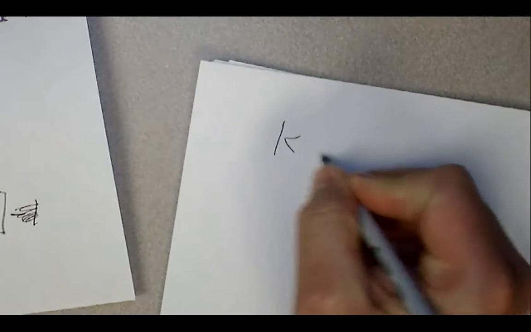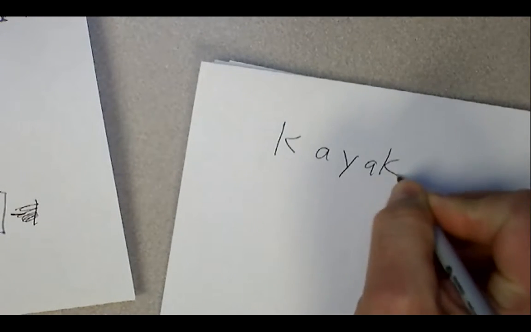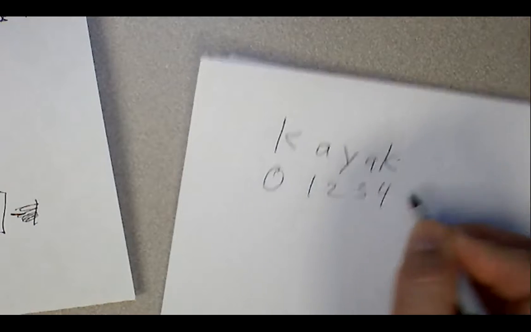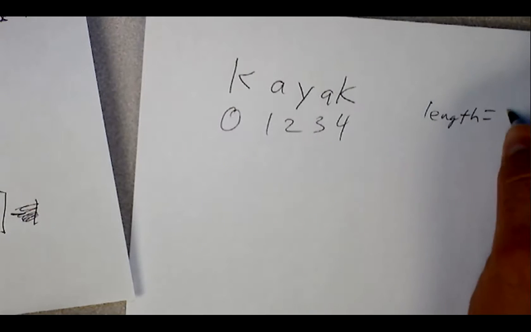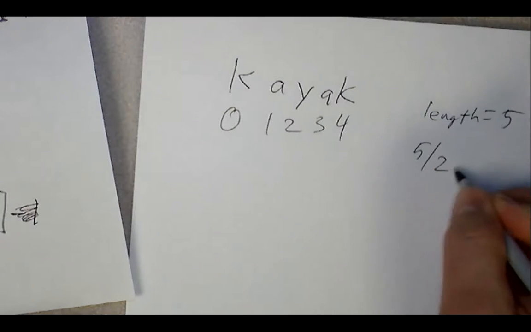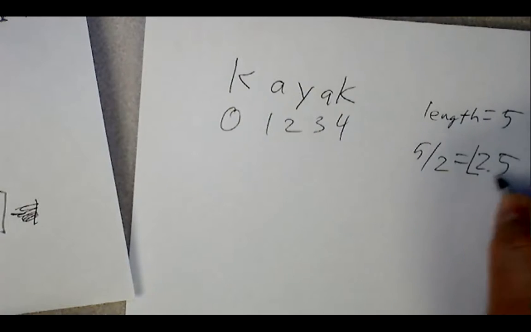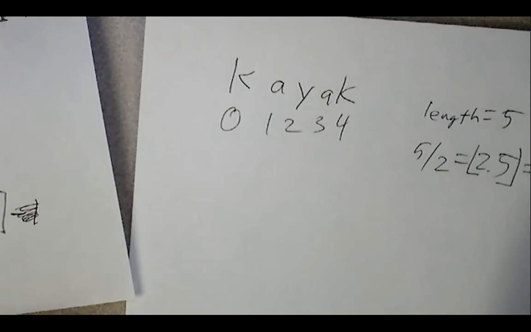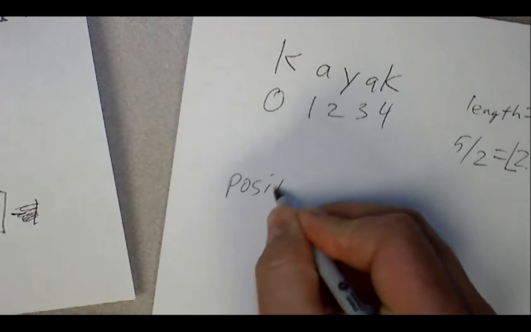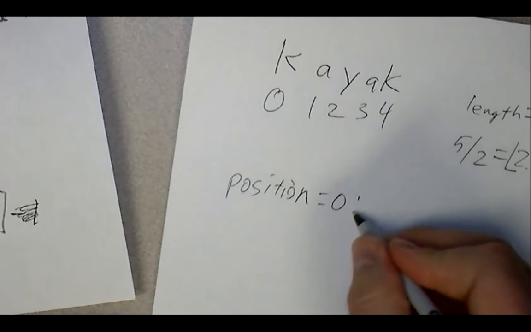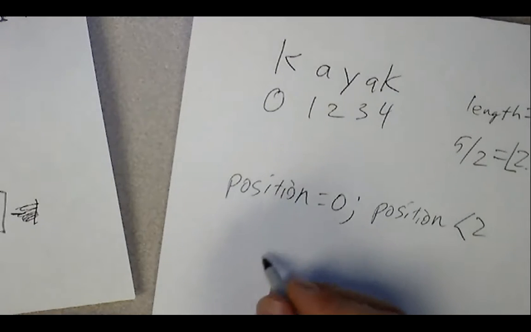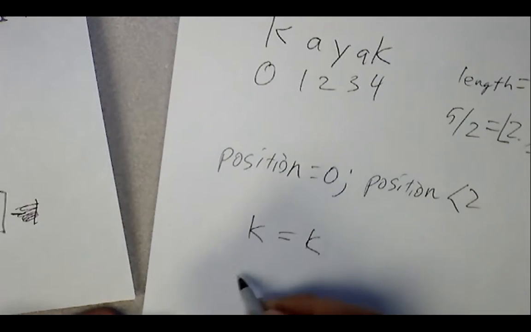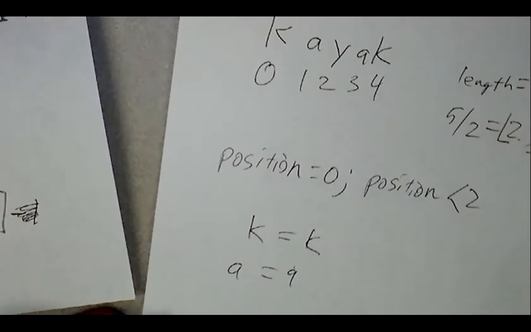So let's just, as another example, do kayak. So 0, 1, 2, 3, 4. So we've got a length that would equal 5. 5 divided by 2 equals 2.5. Rounding this down is going to be equal to 2. So you're going to do position equals 0 up to position less than 2. And so we'll verify that K is equal to K, A is equal to A, and that's where we stop.